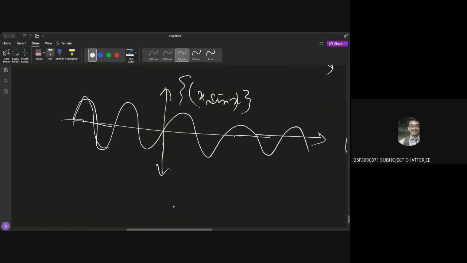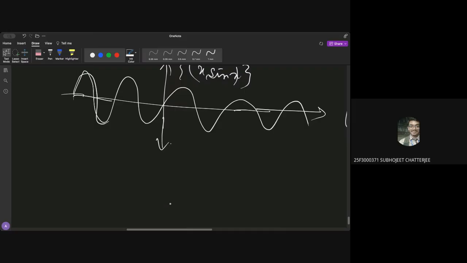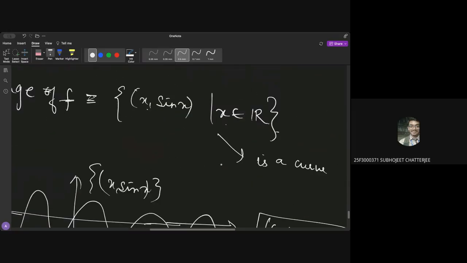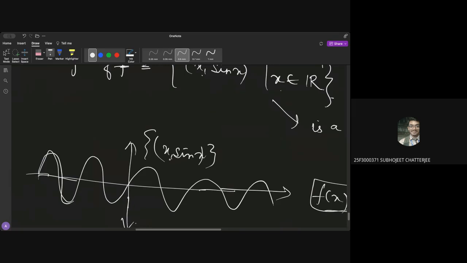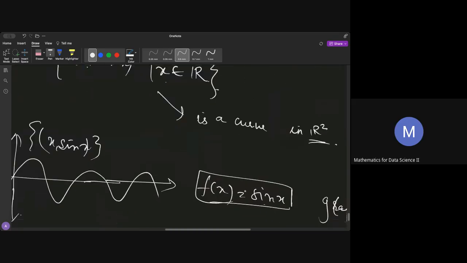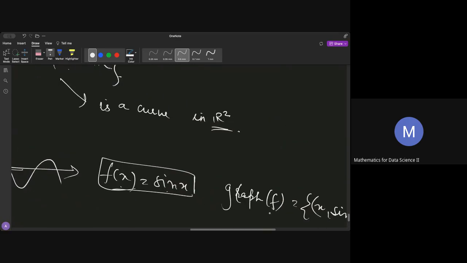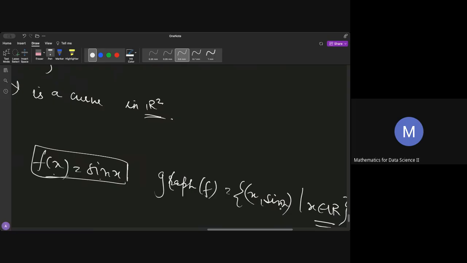Generally this is the graph of sin x only. So this tuple, I mean this graph, is also equal to the graph of sin x, right? Okay. Let's say you have the function f(x) equal to sin x, right? The graph of this function is x comma sin x.